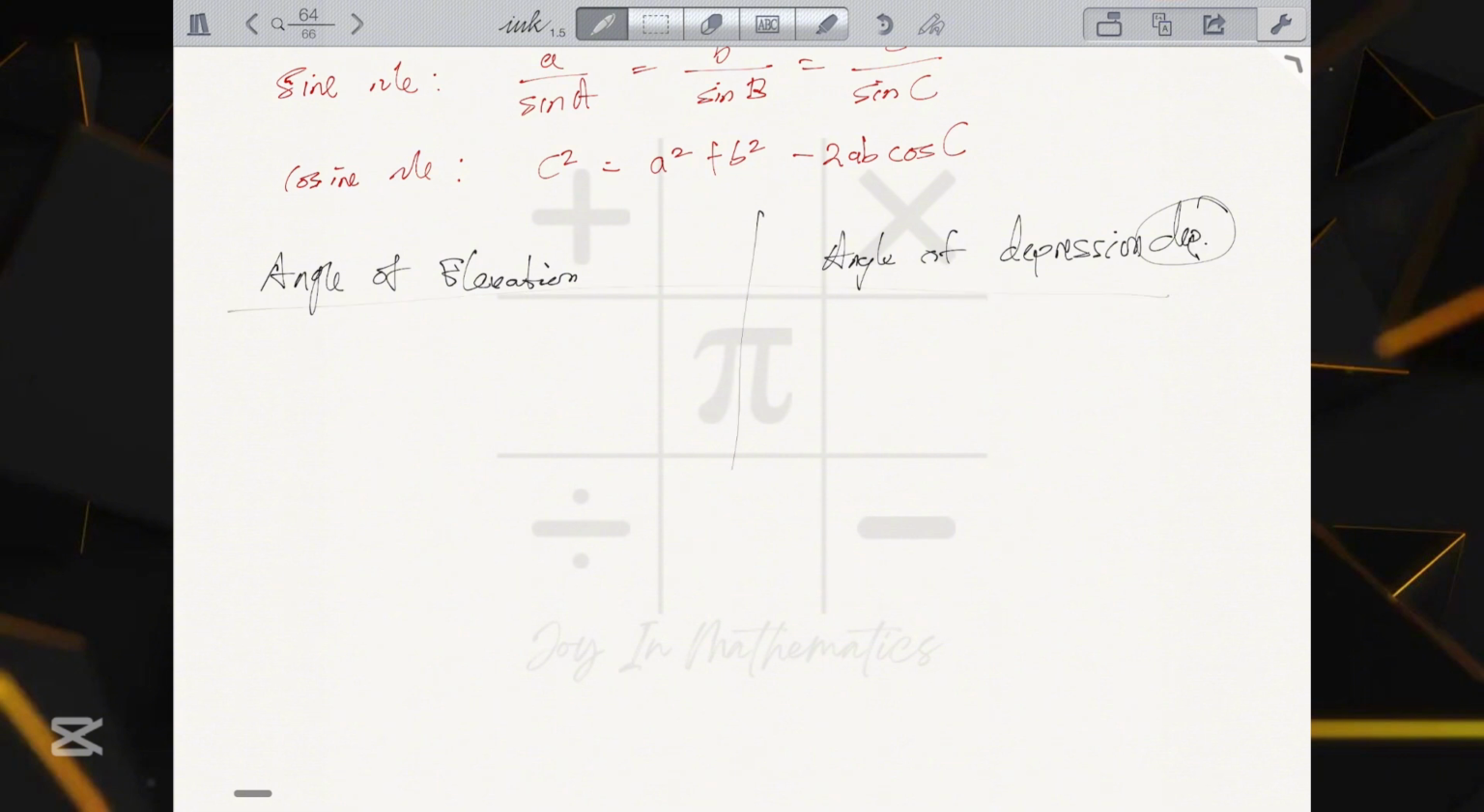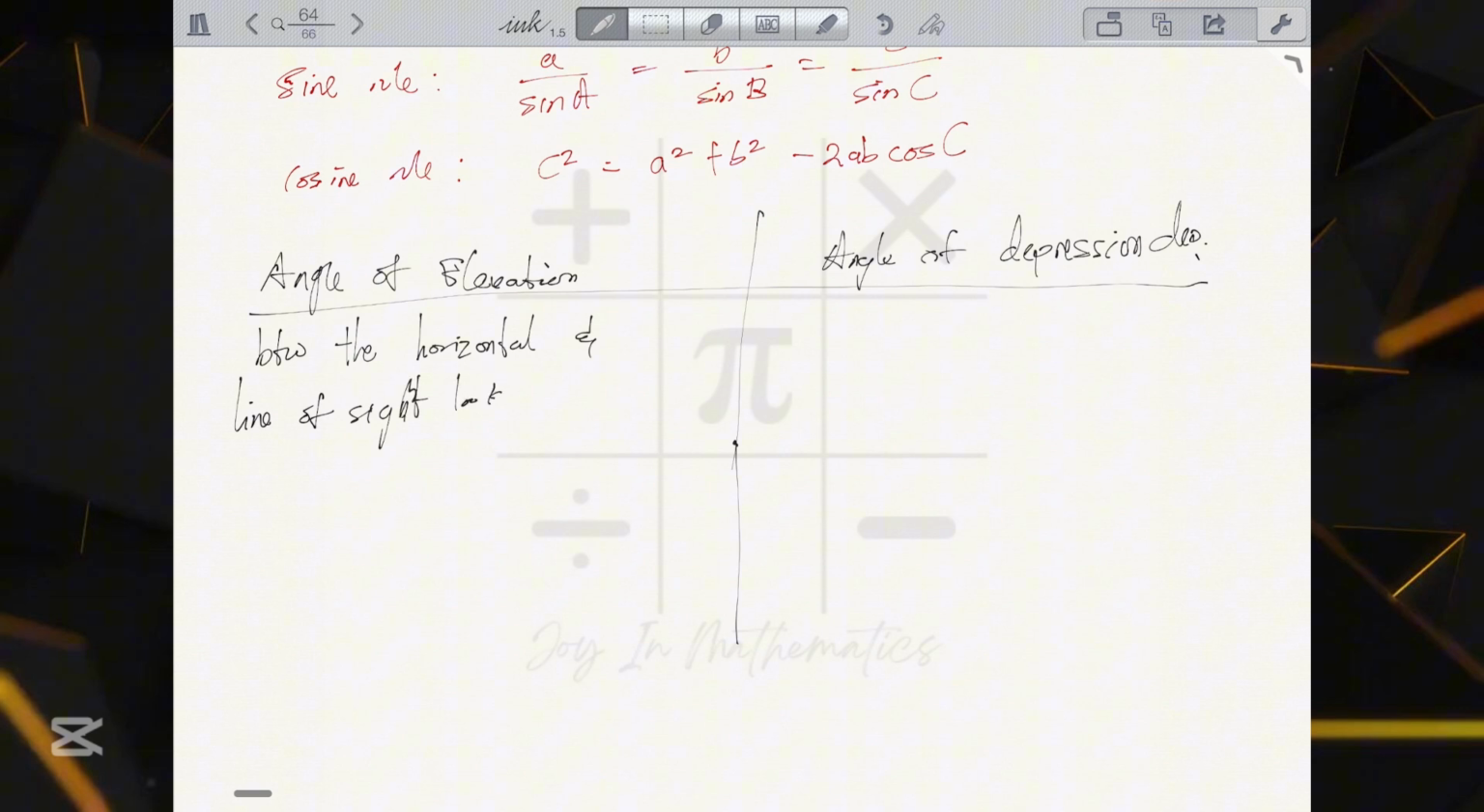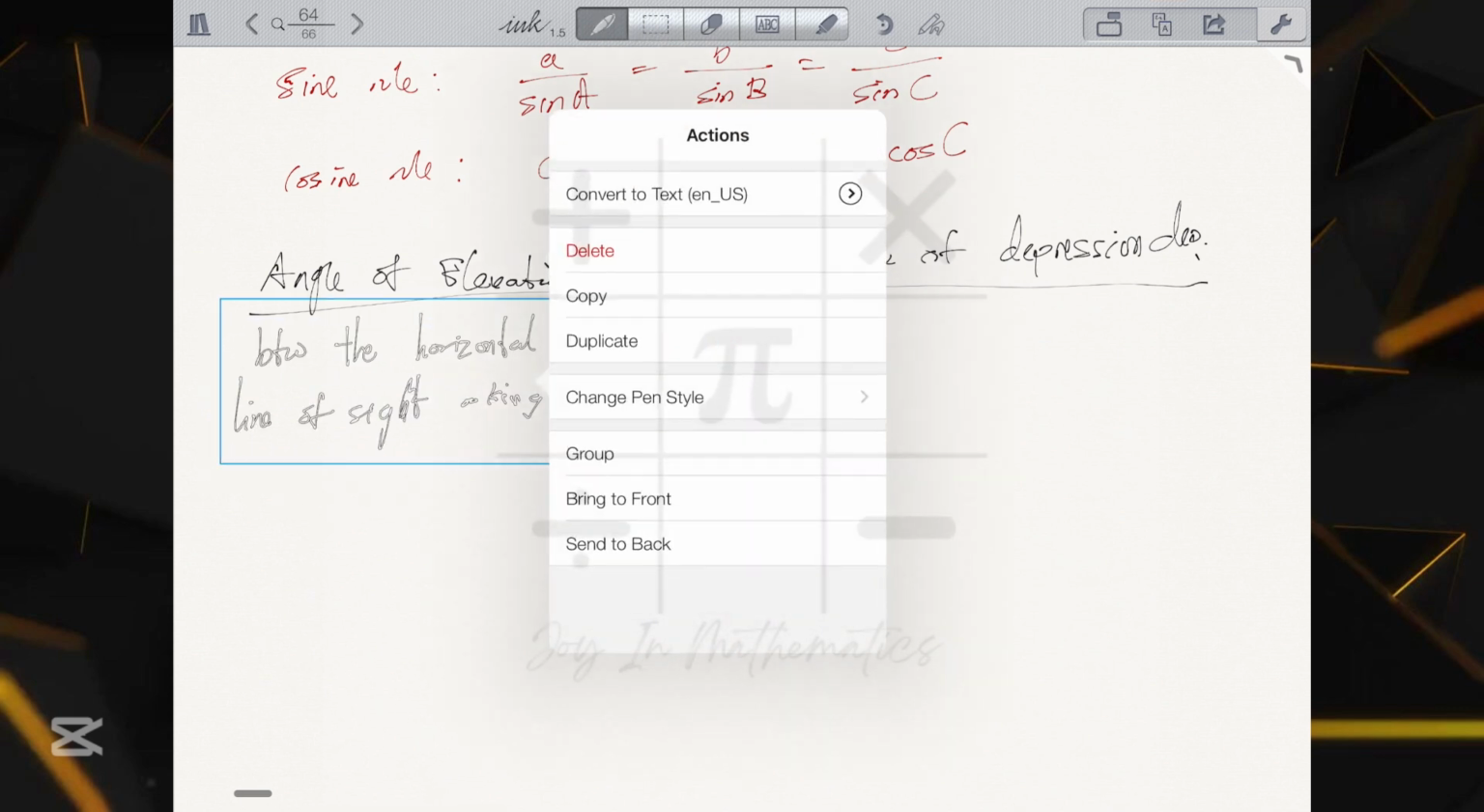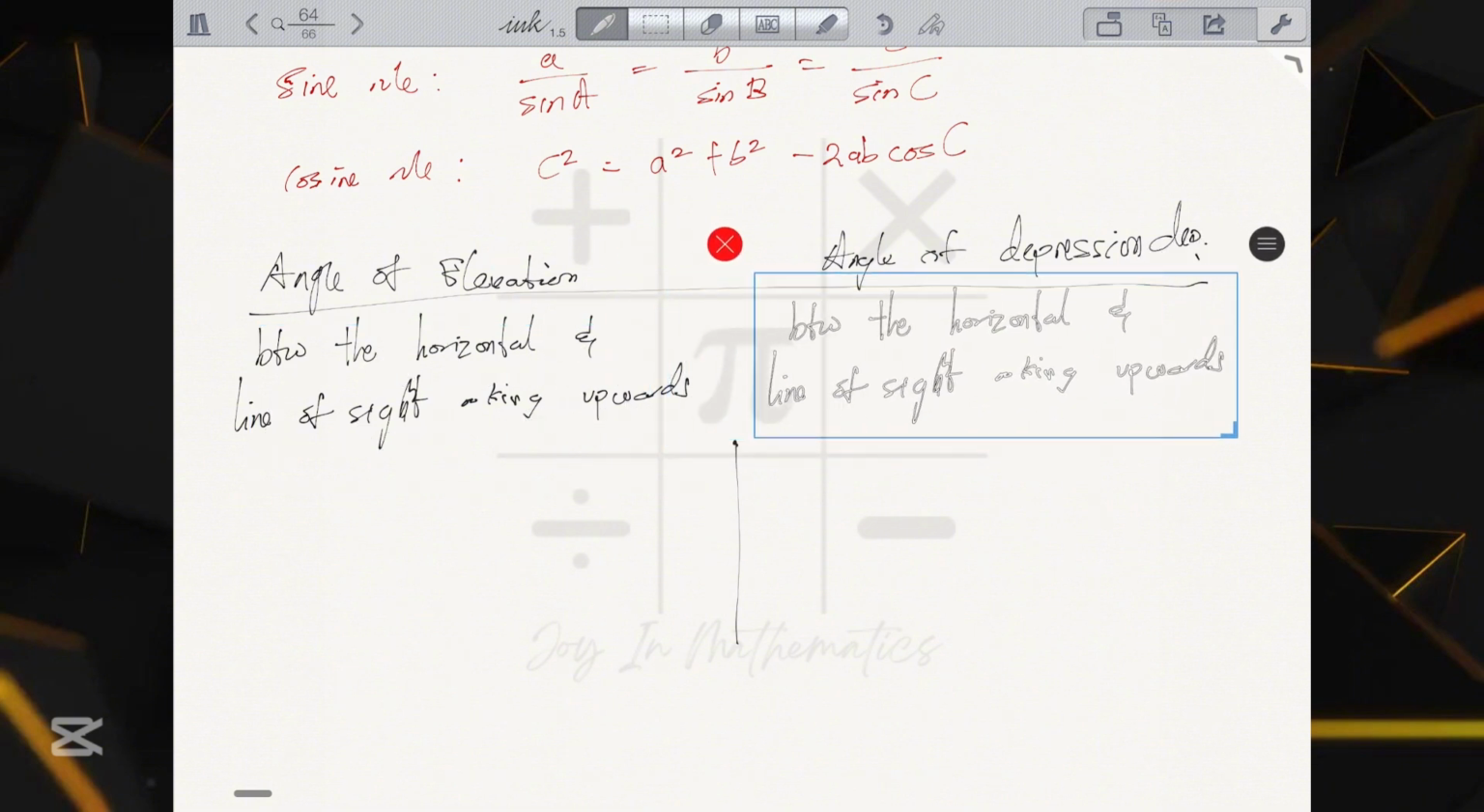Now, the angle of elevation occurs when there is an angle formed between the horizontal line and the line of sight moving upwards. So we can say it's simply between the horizontal line and the line of sight, when it is looking upwards. However, the angle of depression is between the horizontal line and the line of sight when it is looking downward.